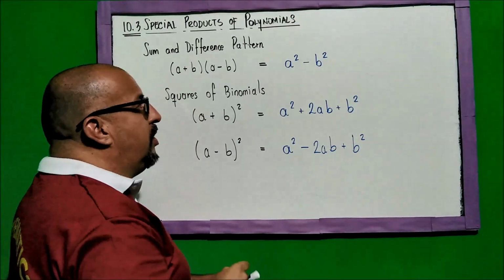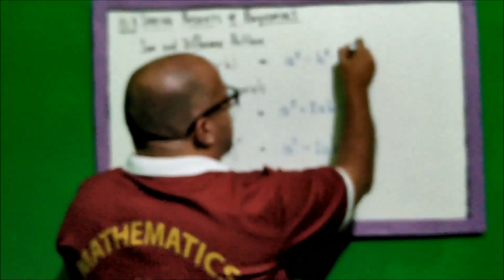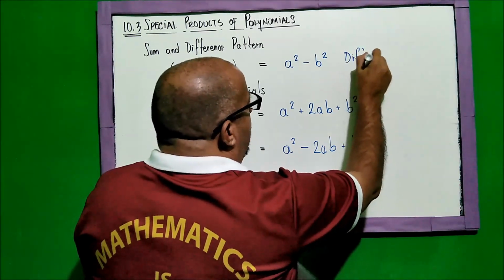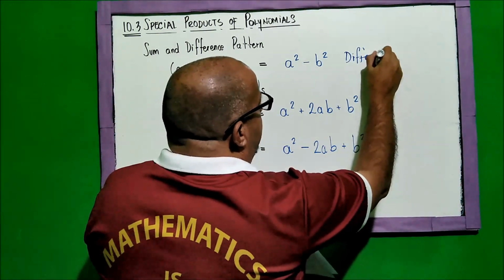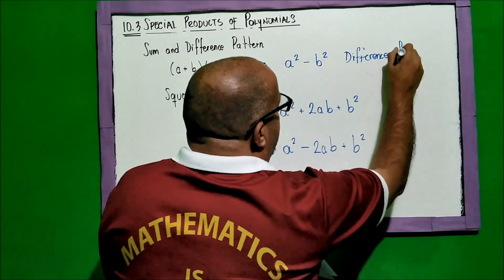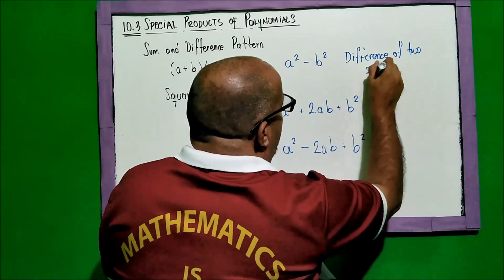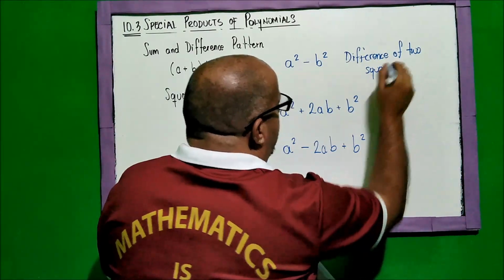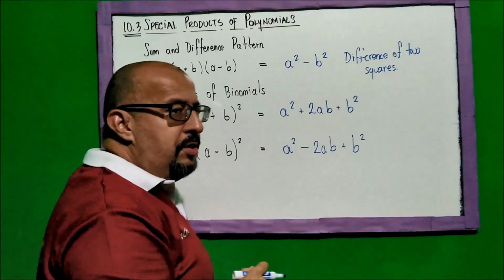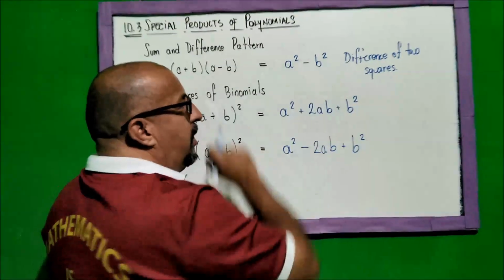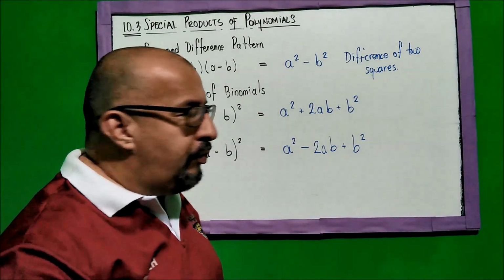This expression is the one that we call difference of two squares. Why do we call it like that? First of all, difference because it's a subtraction, and two squares because the first element is a square and the second element is a square also.